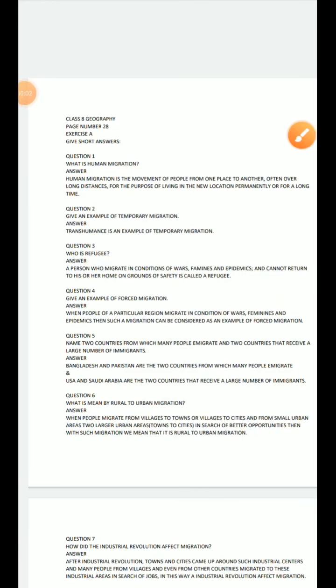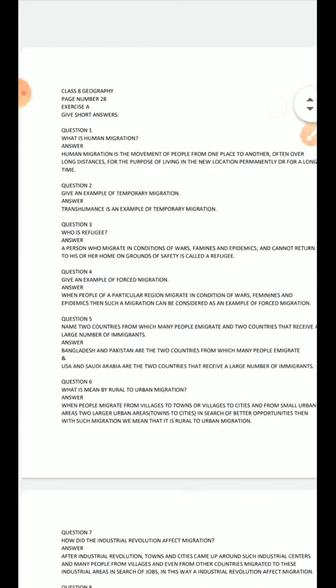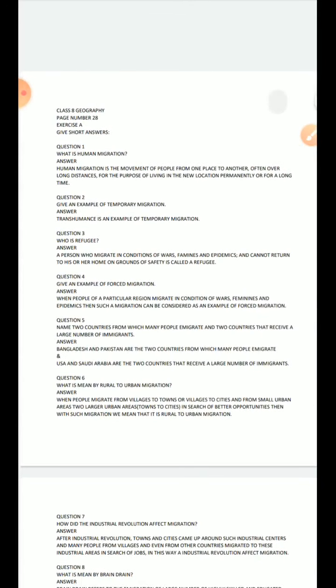So here are the answers for, first of all, Exercise A. Exercise A, which is given on page number 28, short answers. The question asked is, what is human migration? So my answer for you, the student, is: human migration is the movement of people from one place to another, often over long distances, for the purpose of living in the new location permanently or for a long time.